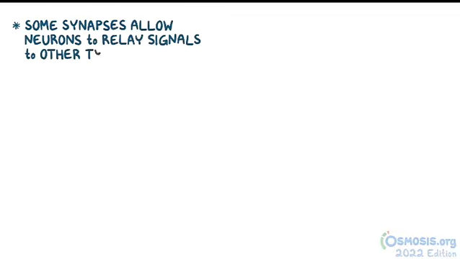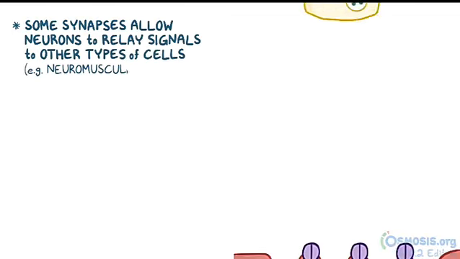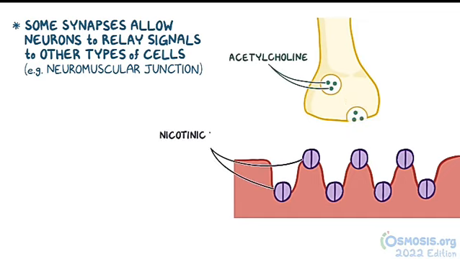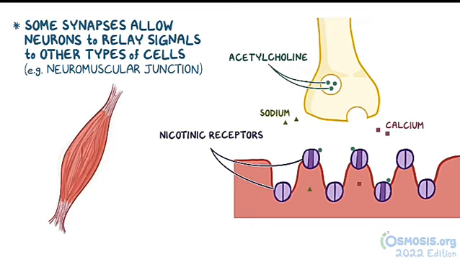Some synapses allow neurons to relay signals to other types of cells, like with the neuromuscular junction, where motor neurons innervate muscle cells by releasing the neurotransmitter acetylcholine. Acetylcholine binds to nicotinic receptors on the muscle cell membrane, which are ion channels that open when acetylcholine binds to them, and they allow positive ions like sodium and calcium to cross the cell membrane, triggering a muscle contraction.